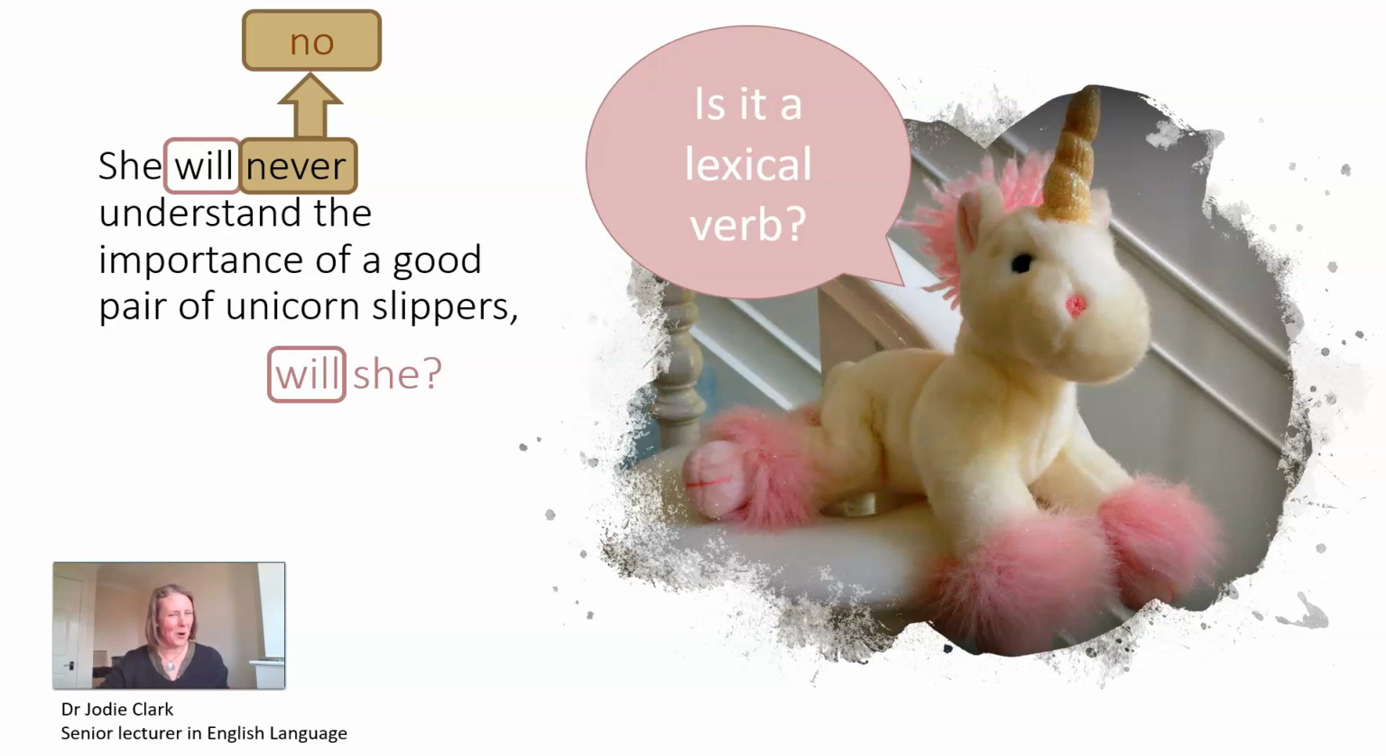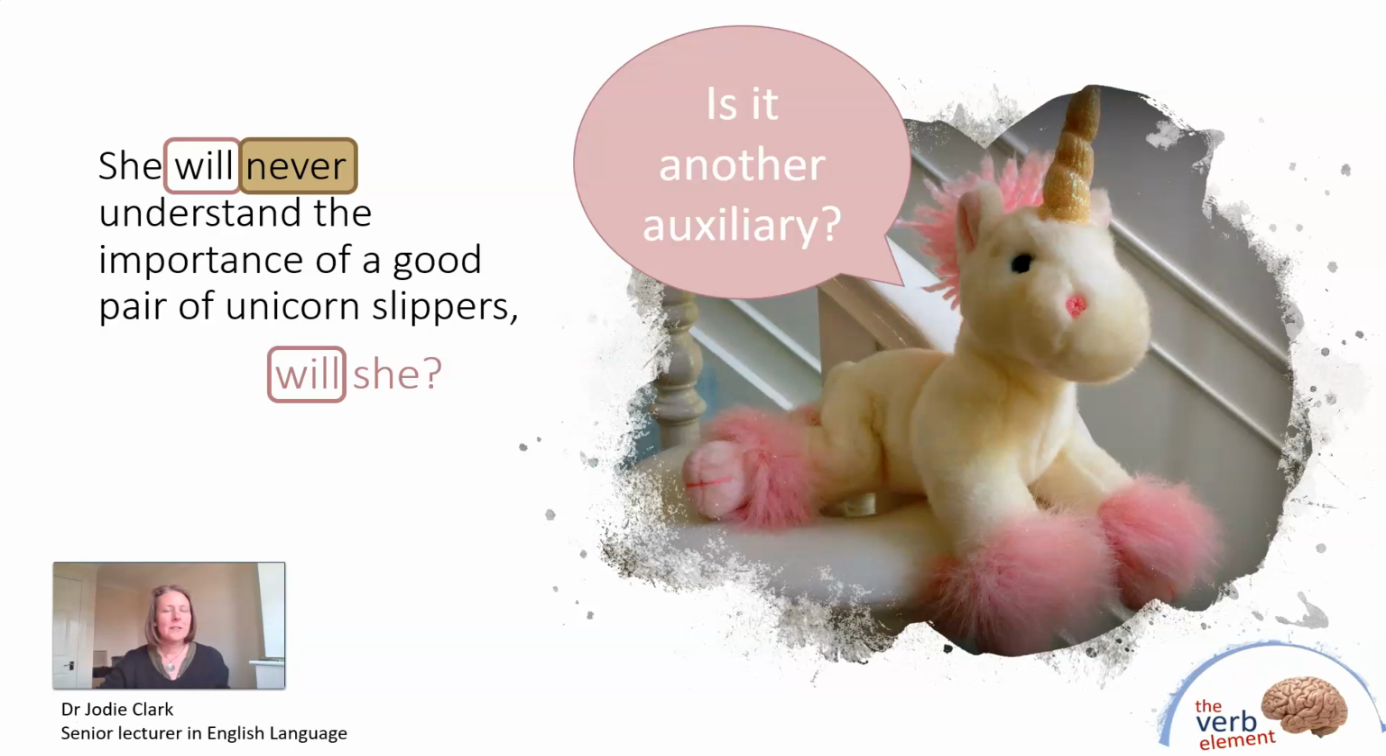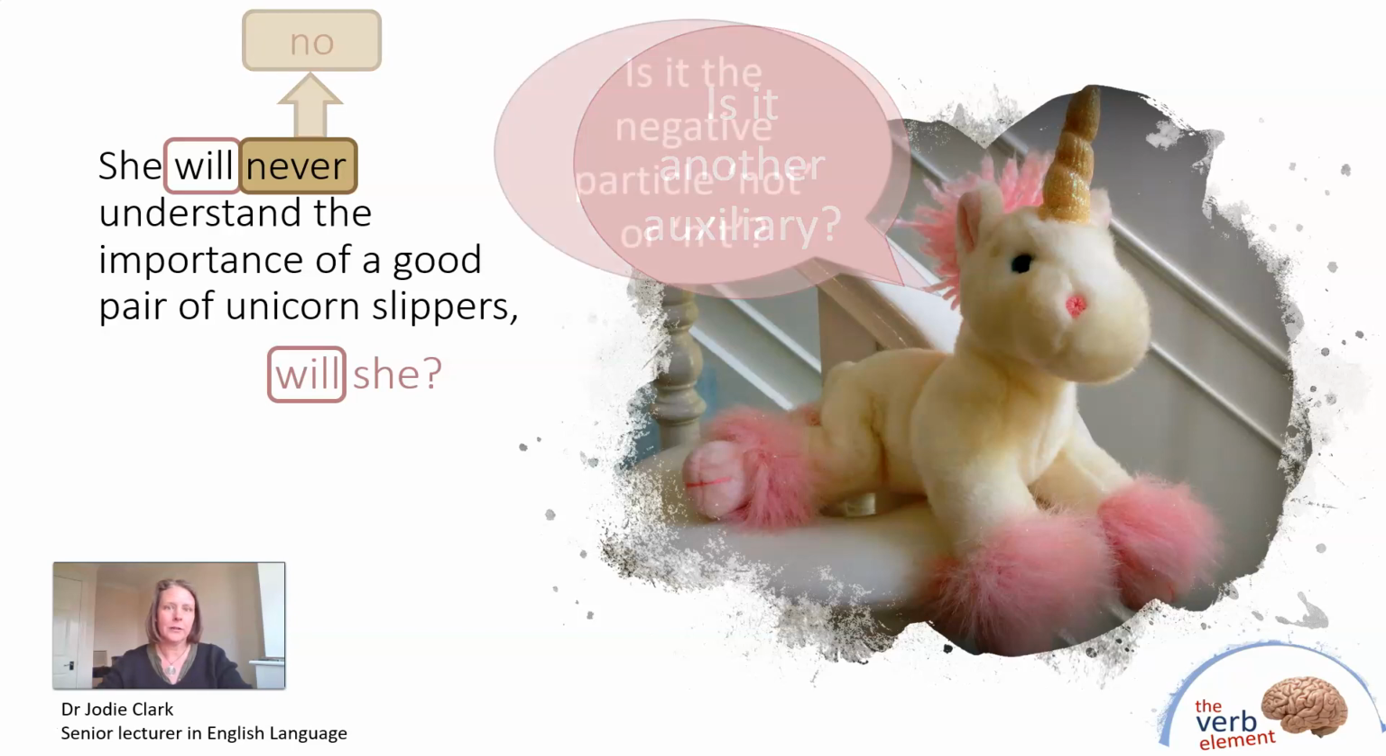So what do we do now? Well, we check to see if it's another auxiliary. Okay, so auxiliaries are like will, have, been, she will have been understood, she has been, words like that. And this one isn't actually another auxiliary. So we say, okay, well then, it's not another auxiliary.